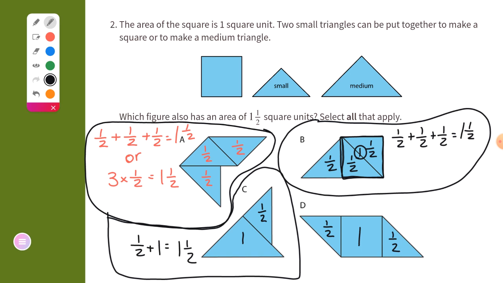Ethan, what work should I have out to the side? 1 plus 1/2 plus 1/2. Okay, and what is 1 plus 1/2 plus 1/2? 2. So is that one of my possible answers? It is not.